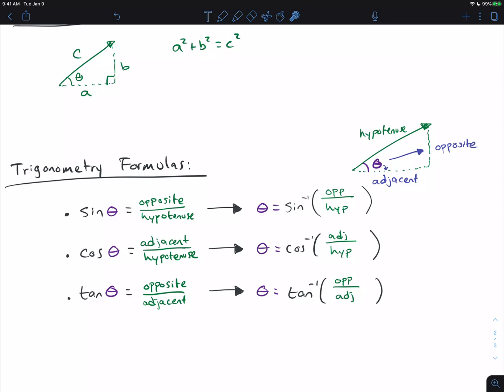So what I have here is three formulas: sine, cosine, and tangent. Here, instead of saying A, B, and C, I have used opposite, hypotenuse, and adjacent. So I have my angle here. Opposite is always the side opposite of the angle, right? I've drawn this little arrow. So in this case, it would be B, right, for this triangle. And adjacent is the side right next to it.